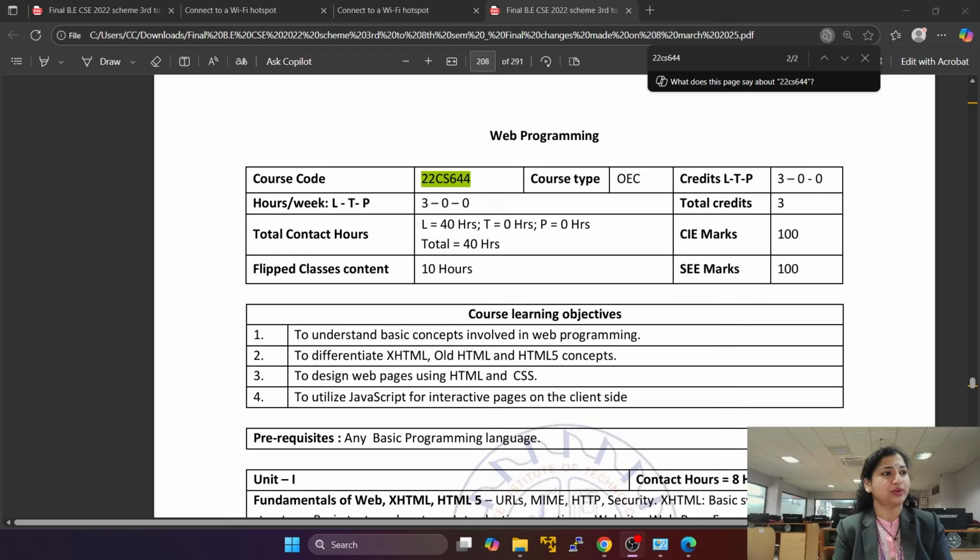The course code is 22CS644, and it's an open elective course with 3 credits and 40 hours. Students do not have practicals or a lab for this subject, and there are 10 hours of classes dedicated to a flipped class, where we will give you the materials and you will give a session on that. In this course we have CIE marks 100 and SEE marks 100.